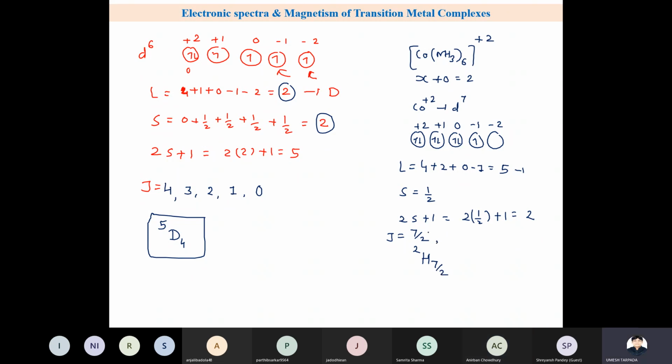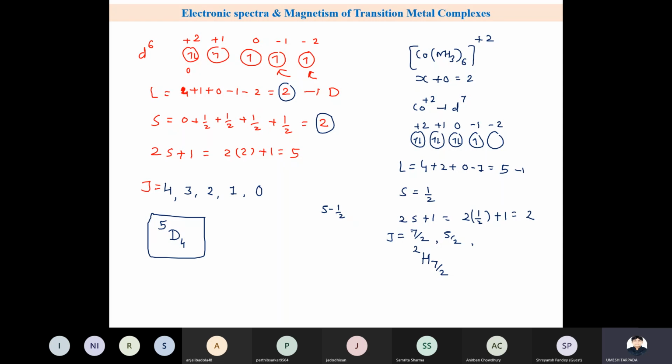In this way, these are the different values. Then you can subtract 1, so it is 9/2. Then you can go for L minus S. What is L minus S? 5 minus 1/2, 9/2. Then what is the next value? 5 minus 1/2 is 9/2.